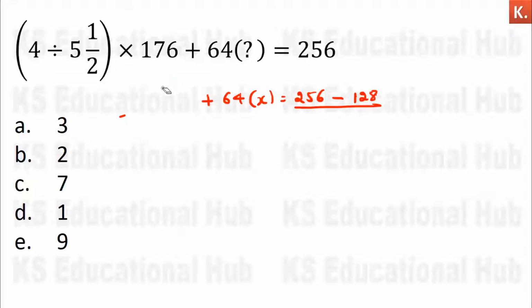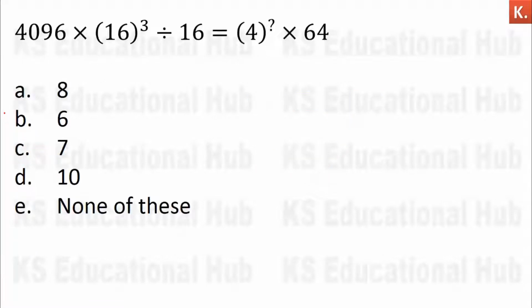This is gone, right? So in the denominator, this is 64x. If I am going to transfer this 64 to the other side, that will be going to the denominator. So x is equal to 256 minus 128, which is 128, divided by 64: 1 time, 2 times. So x is equal to 2 has to be the answer. That is option B here. Clear? Let's check out the next one.